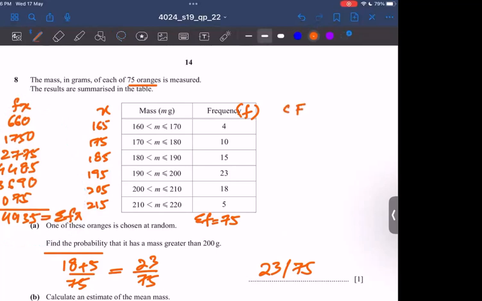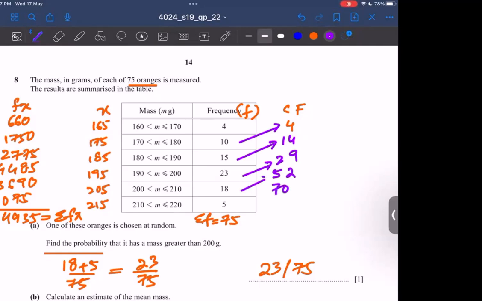The first value of the frequency is going to be copied in the cumulative frequency part. The second cumulative frequency value is going to be the first cumulative frequency plus the second frequency. 4 plus 10 is 14. The third cumulative frequency is the third frequency plus the second cumulative frequency. 14 plus 15 is 29. The fourth is 29 plus 23, 52. The fifth is 52 plus 18, you're going to have the answer 70.